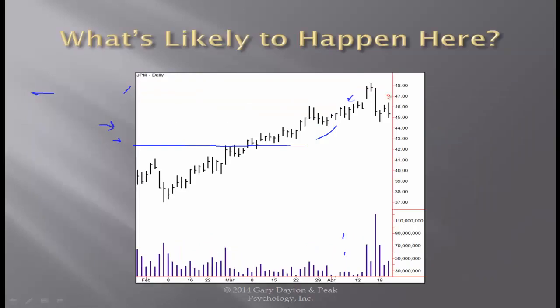Okay. So here's a chart. Here's JP Morgan on a daily chart. Let's talk this through. What's likely to happen here? What do you think is likely to happen here? Will this hold around 45, 44 and then go higher, or are we looking into some supply here and go down?